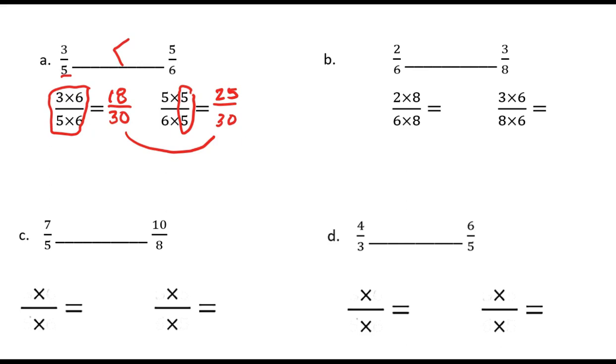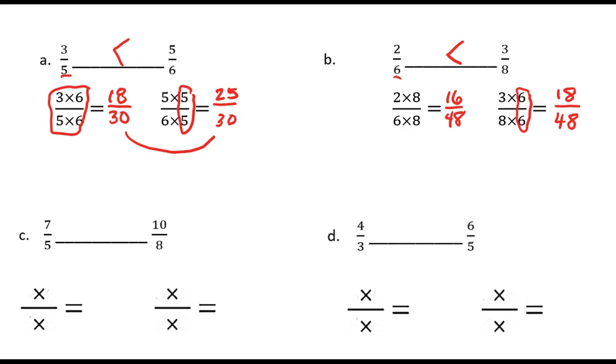Going across, I'm comparing 2/6 to 3/8. I would start by drawing my eighths on top of the 2/6. That would give me 16/48. 2 times 8 is 16. 6 times 8 is 48. On my 3/8 fraction, I would copy over the 6 from the first fraction. 3 times 6 is 18. 8 times 6 is 48. So now I'm comparing 16/48 to 18/48. 16 is less than 18, so 2/6 is less than 3/8.